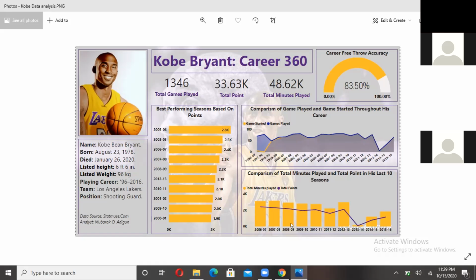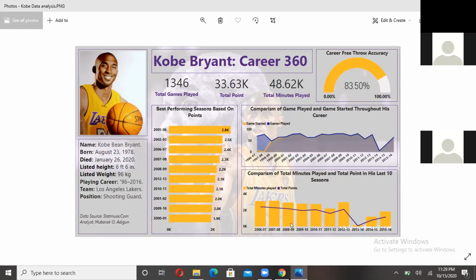So there's the best performing season based on points, and then we have the comparison of games played and games started. Most people know that he had a terrible injury in 2013, 2014, so he definitely wasn't playing much. And at the beginning of his career, obviously, he wasn't starting a lot of games. But say from 98, he was already a big star then, and that was great for him.